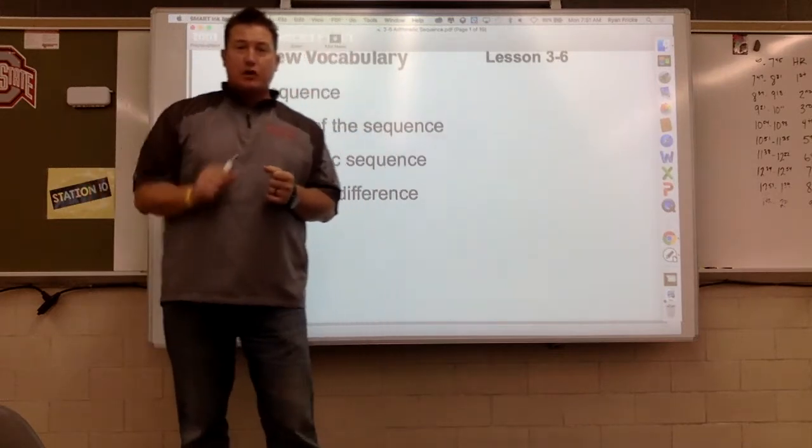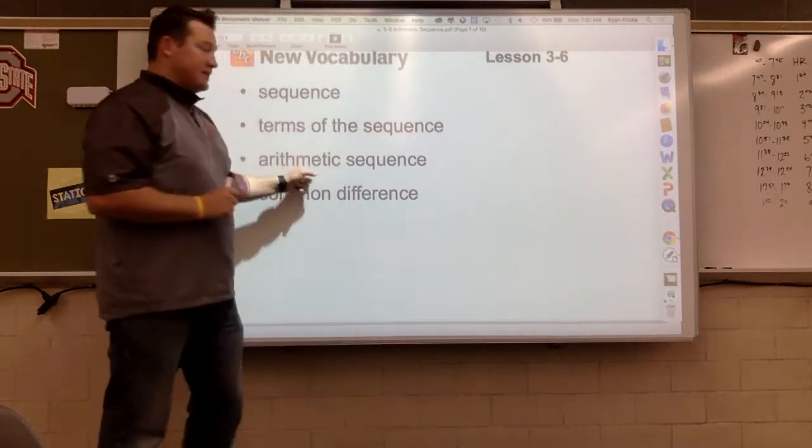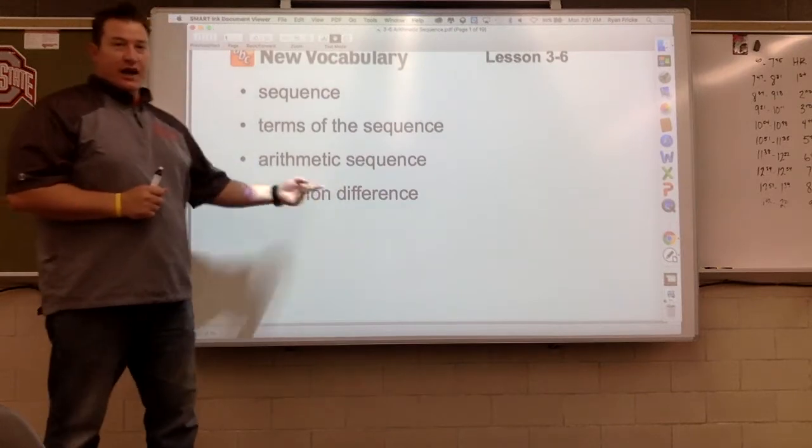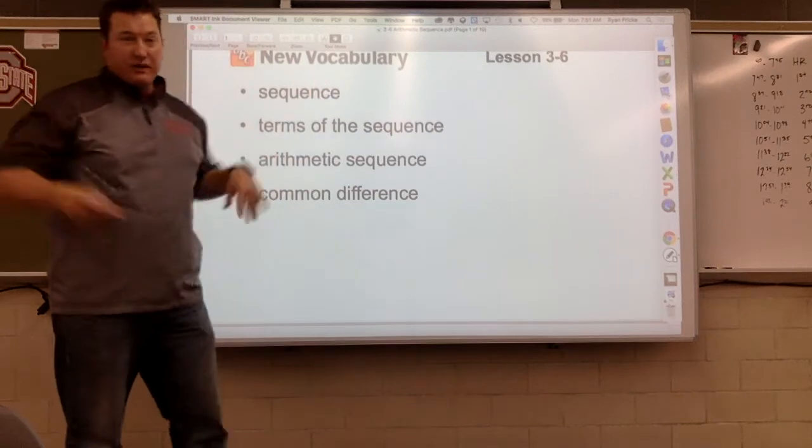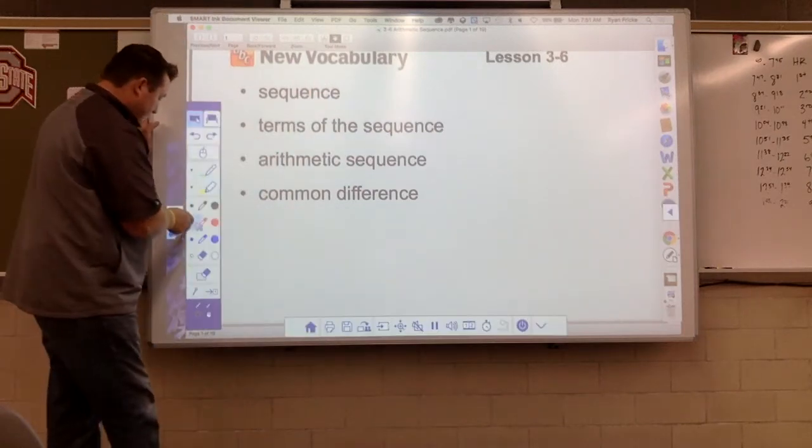Geometric sequences we will learn about later. Today it's all about these right here. These are called arithmetic sequences. Some people might call them arithmetic. Who really cares? Okay. So let's go over a couple things.